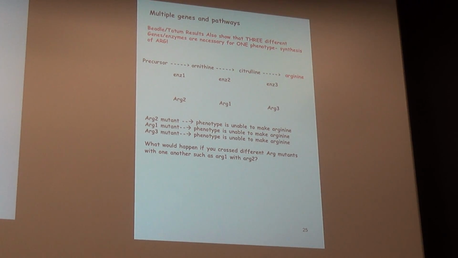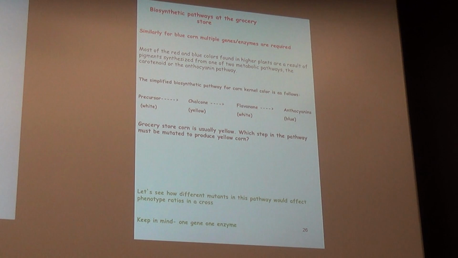So let's look at some corn. So let's look at what you've observed in the grocery store, basically, right? Corn. You can get blue corn, you can get white corn, you can get yellow corn, right? Basically, it's a pigment that is made in the kernel of the corn. Now, this is a very simplified part, but there are many steps involved. I've just put out the key intermediates. Okay? White, flavone, and chalcone, which is yellow.